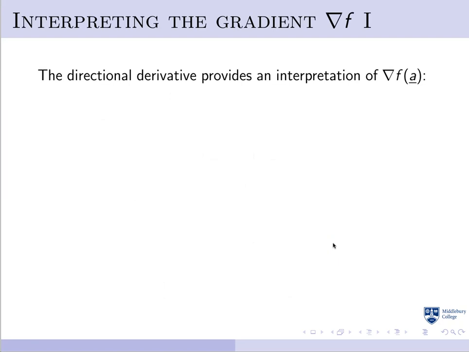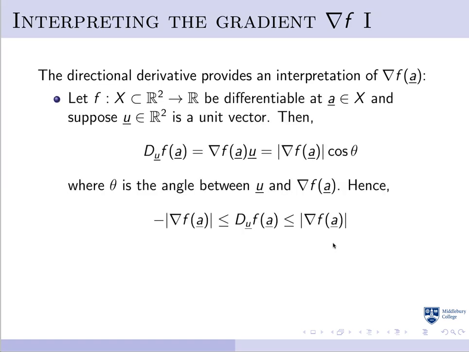The useful thing about the directional derivative is that it provides us with an interpretation of the gradient vector of f at a point a. Let's consider the following very special situation. Suppose that f is differentiable at a and u is a unit vector. This means that it has magnitude or length 1. In this instance, the directional derivative, as we've just seen, can be computed as the product of the gradient of f at a and the unit vector u.